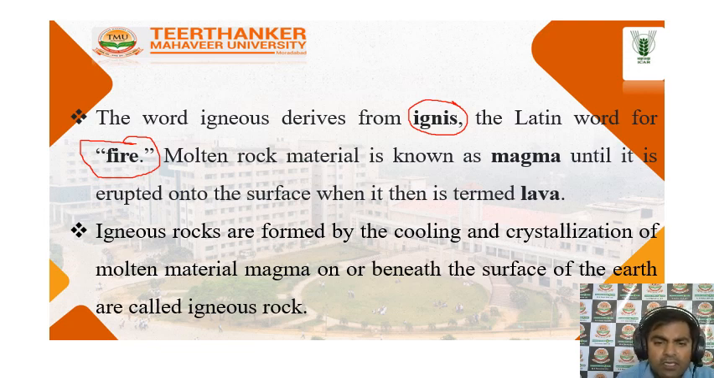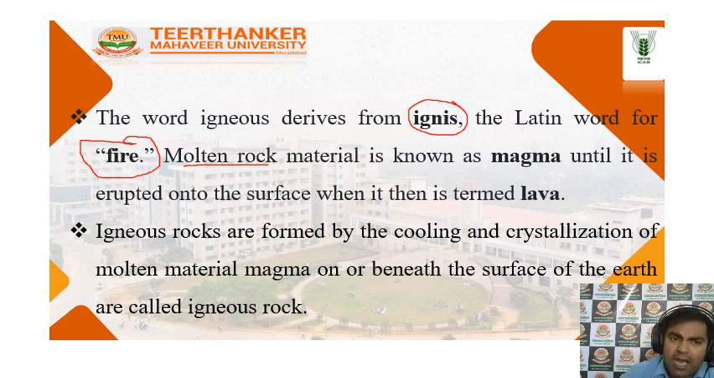So that is why it is known as the igneous rocks. And then what happens? The molten rock material is known as the magma until it is erupted onto the surface, when it is termed as the lava.